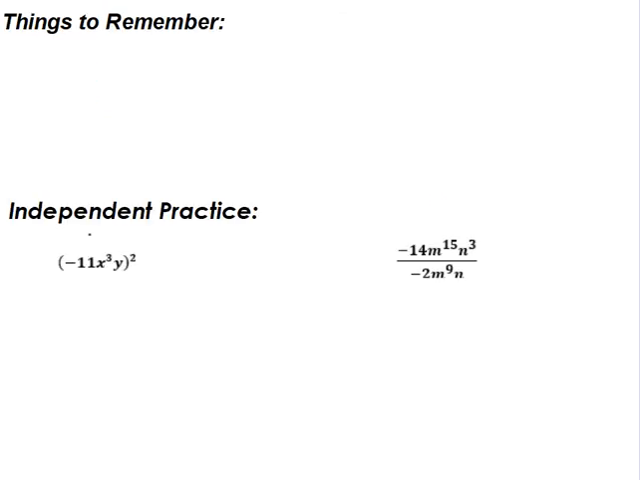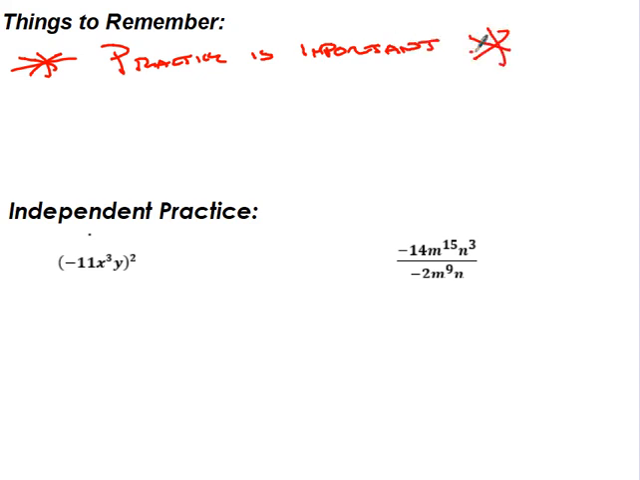Okay, I know that was a lot. Okay, things to remember. Practice is important. Yes, please write that down. Because that's really the big thing to remember. There's too much other stuff to write down. Things to remember is that practice with these is super important. Make sure to ask questions if you need help.